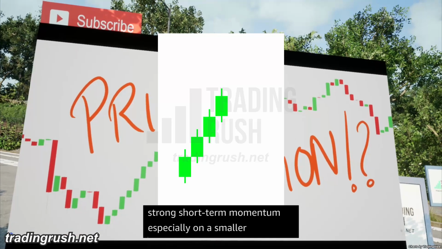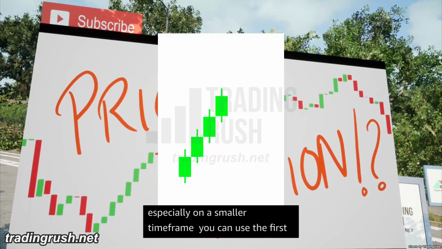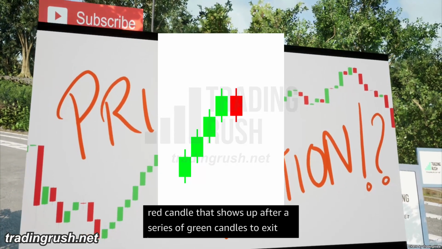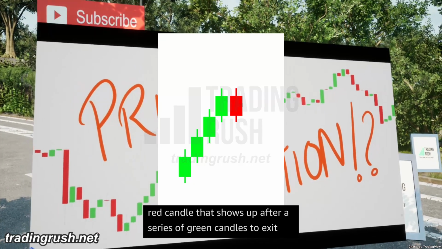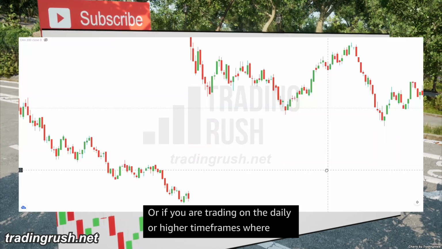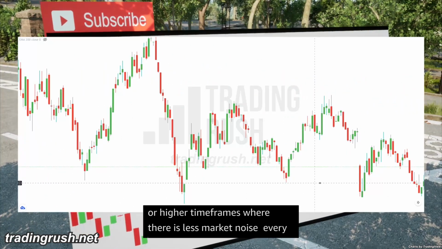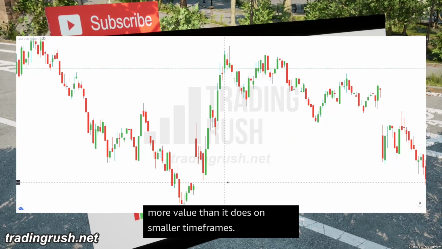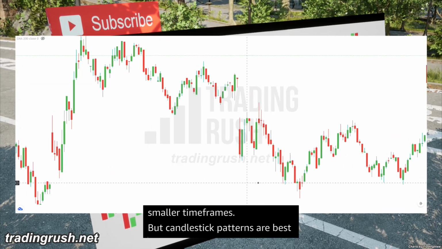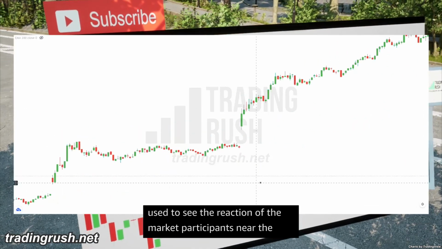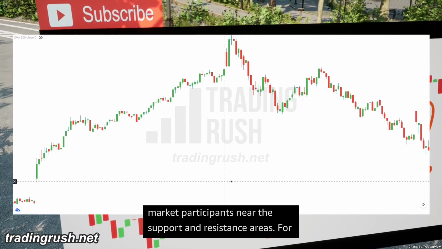If you are trading the strong short-term momentum, especially on a smaller time frame, you can use the first red candle that shows up after a series of green candles to exit the long trade and book a profit. Or if you are trading on the daily or higher time frames where there is less market noise, every single candlestick pattern holds more value than it does on smaller time frames. But candlestick patterns are best used to see the reaction of the market participants near the support and resistance areas.